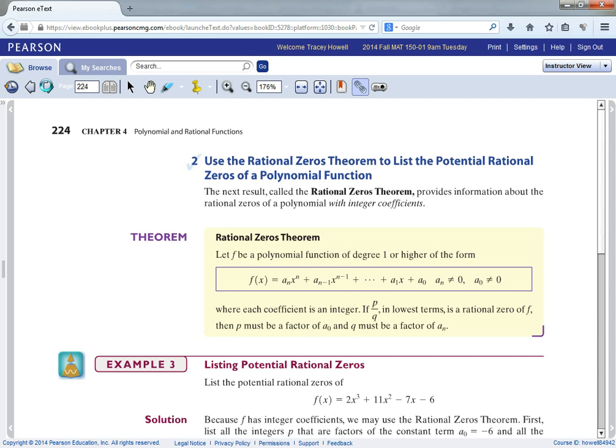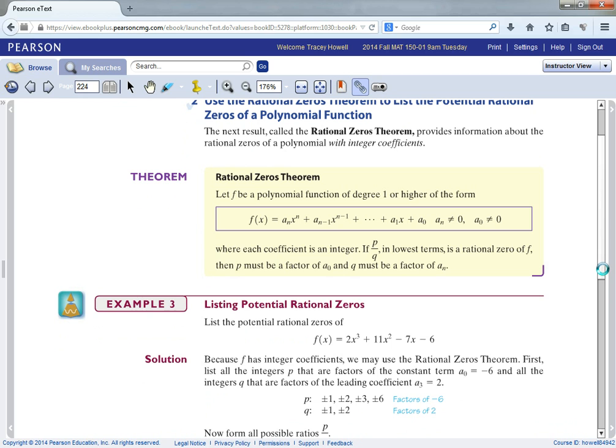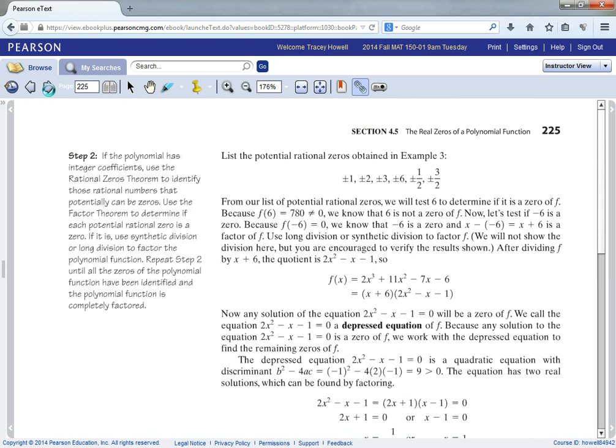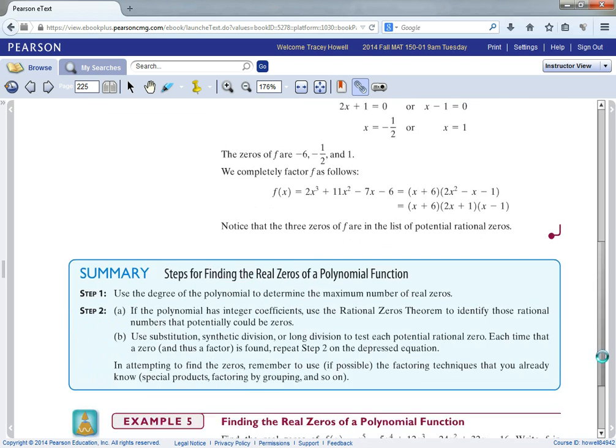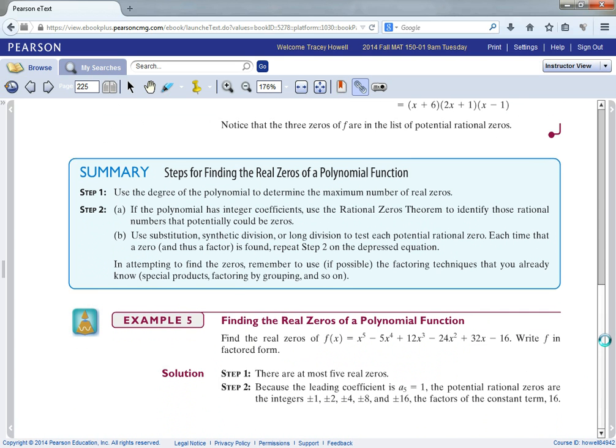But notice there'll be two types of problems that deal with this. Sometimes I'll just say, hey, use that theorem and write for me all the possible rational zeros. Other times they will give you a problem like this down at the bottom, and you'll have to use that rational zero theorem to get these possible zeros, and then hope and pray you can find which one of them is actually going to work. Okay, so let me just show you how this works.